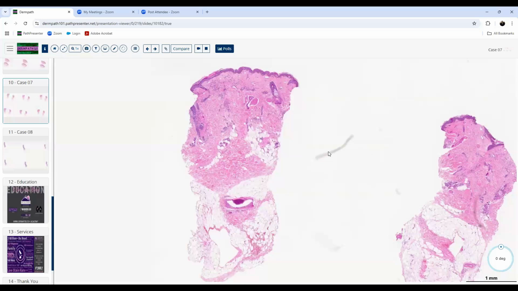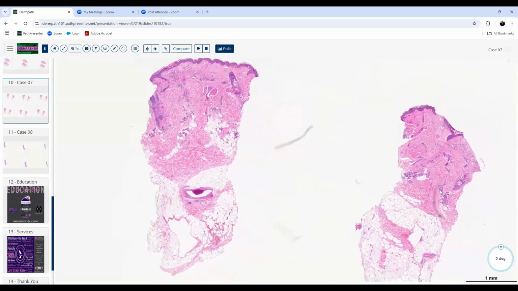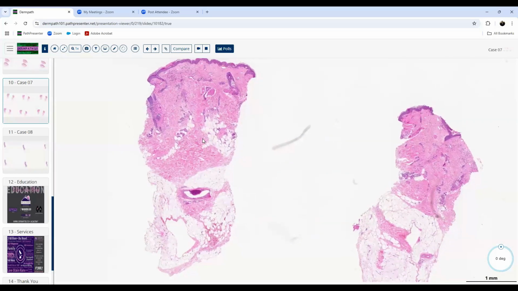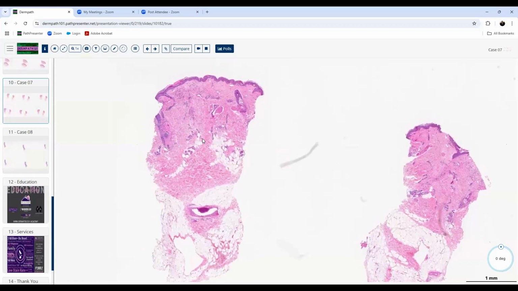All right. So this is a punch. There's some scant inflammatory infiltrate, but we see it mostly around the follicles. Mostly lymphocytes. Honestly, this was one of those that we weren't completely sure about.